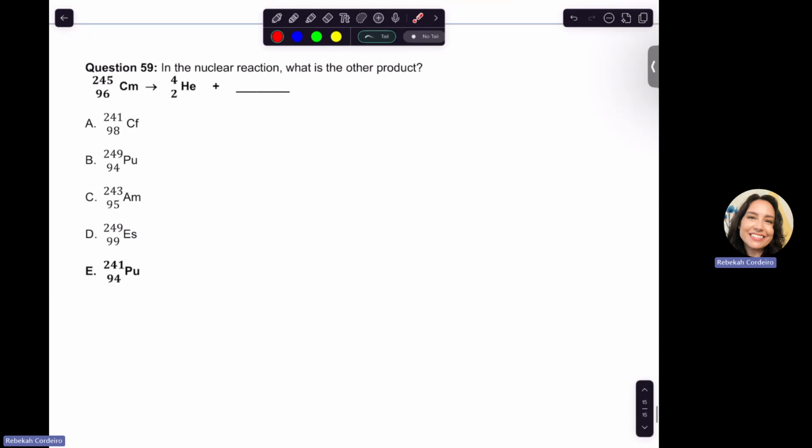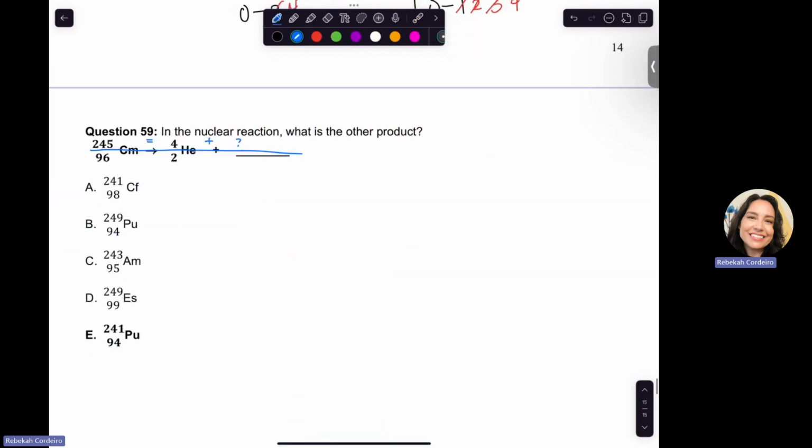Nuclear equation, what's the other product? So again, we're just adding the top numbers and the bottom numbers. Really simple. So split it in half. 245 equals 4 plus what? So 245 equals 4 plus 241. So my top number is 241. Bottom numbers. 96 equals 2 plus what? That's going to be 94. So we're picking 241, 94. There's only one option there. And if we go look on the periodic table, number 94 corresponds to Pu, plutonium.